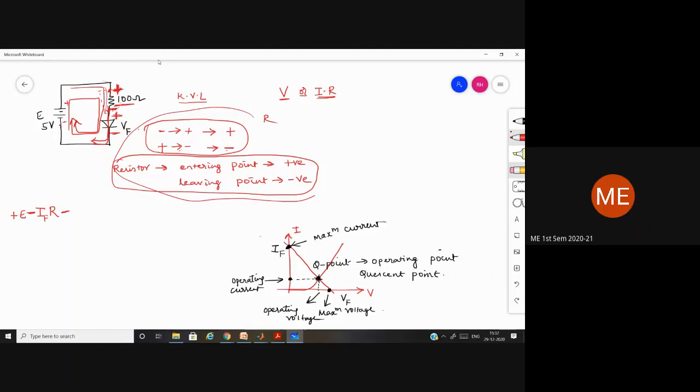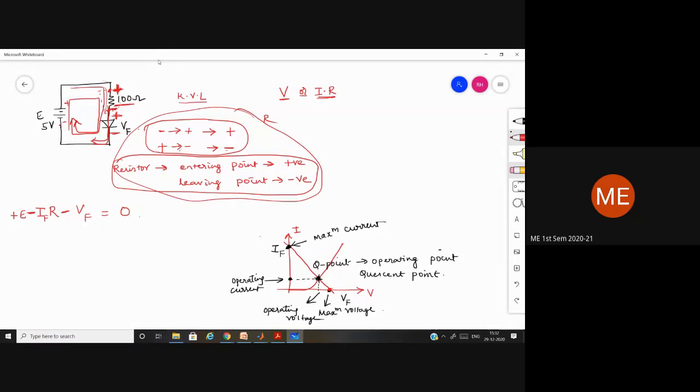See, these things are all not there in the textbook. These are all the basic things you should remember. So better you write them down somewhere: plus to minus gives negative. So the KVL equation is E minus IF into R minus Vf is equal to 0. Now I want this point. This point is Vf. This point is If.